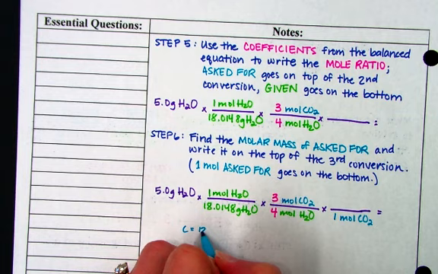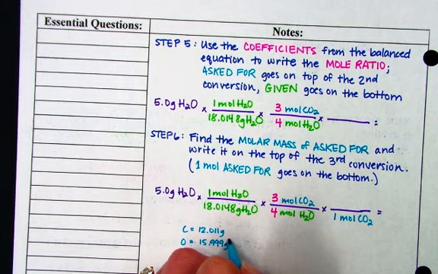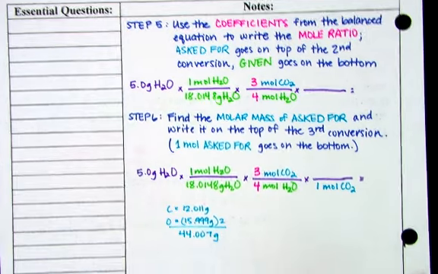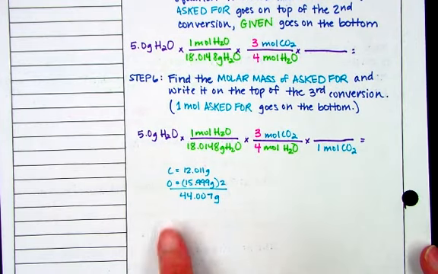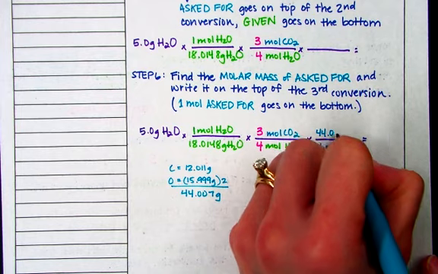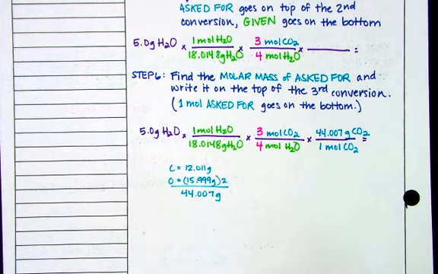Carbon is 12.011 grams. Oxygen is 15.999 grams times 2, 44.007 grams. This molar mass goes up on the top. CO2.